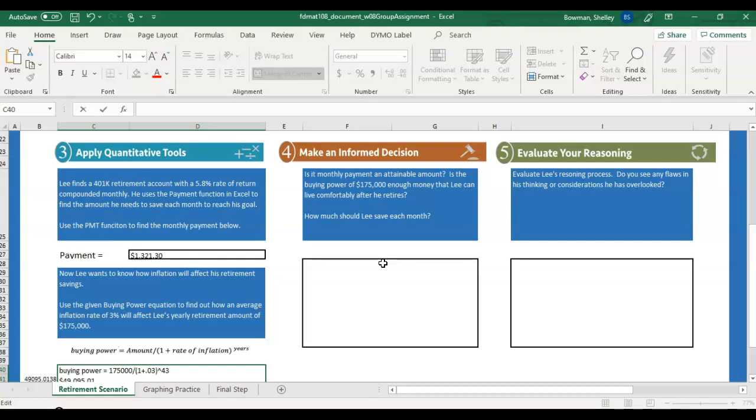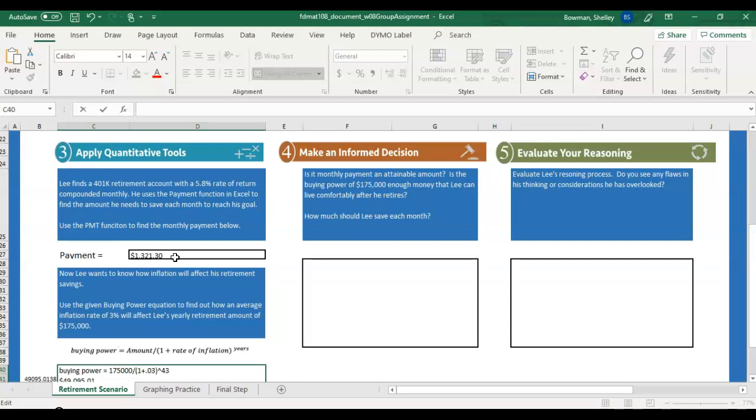Then we'll come over here to number 4, and it says, is it, I think that's a typo. I think it should be, is the monthly payment an attainable amount? His $1,321. So is that really reasonable? Probably not, especially when he's just getting out of college. It might increase as he gets older and he might have some more equity and less responsibilities, and maybe even getting raises. So is it attainable? Probably not right now, as soon as he graduates. So that's something to take into account.